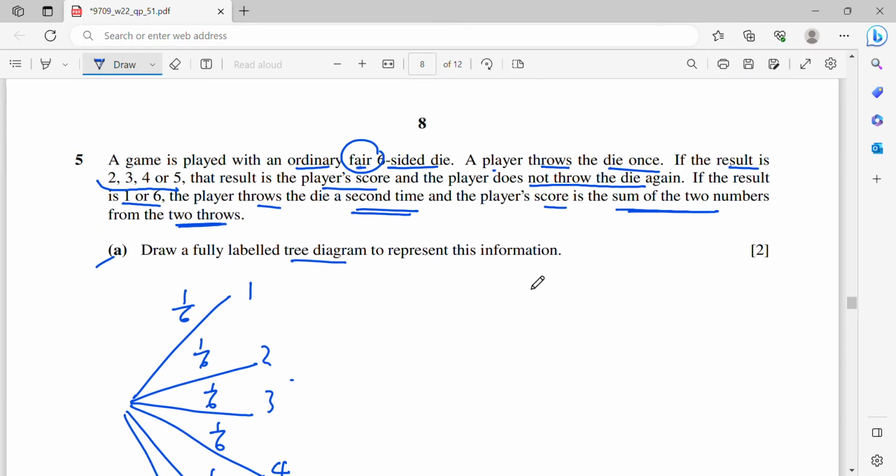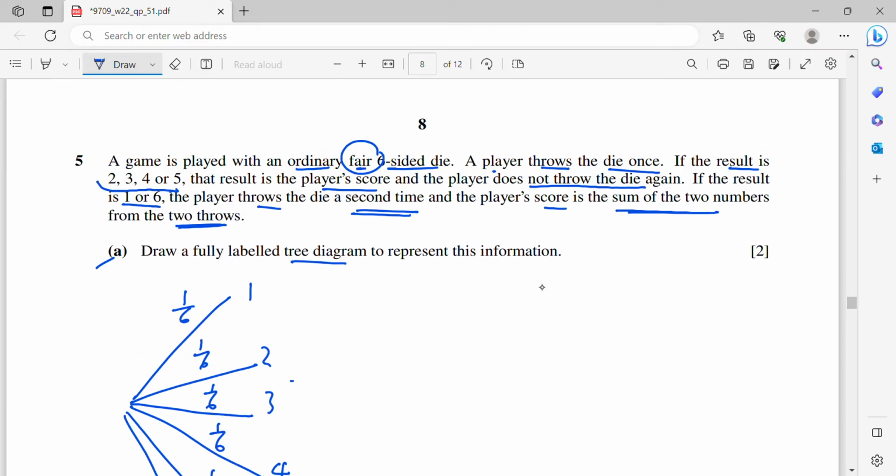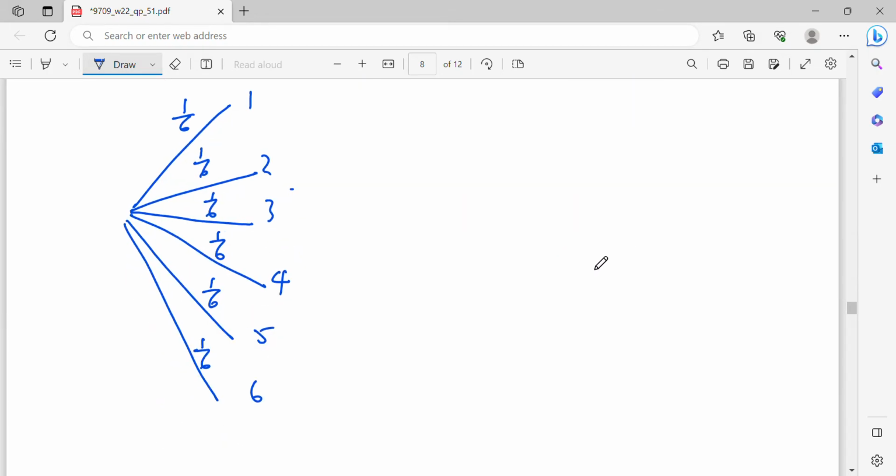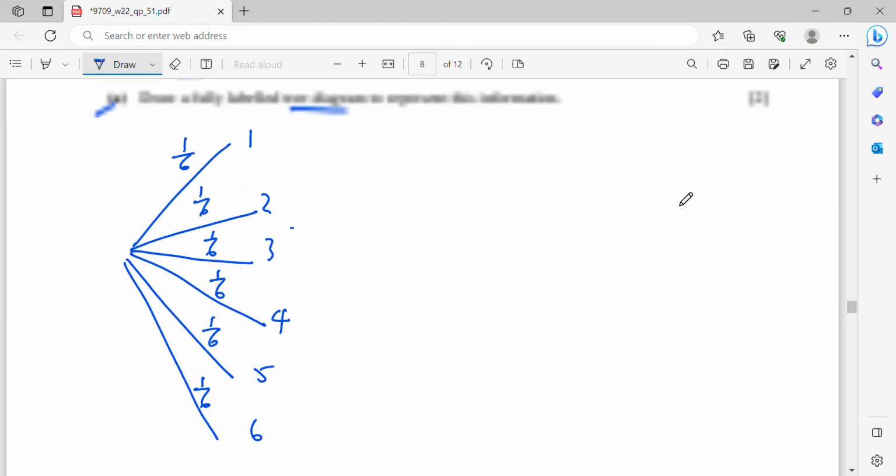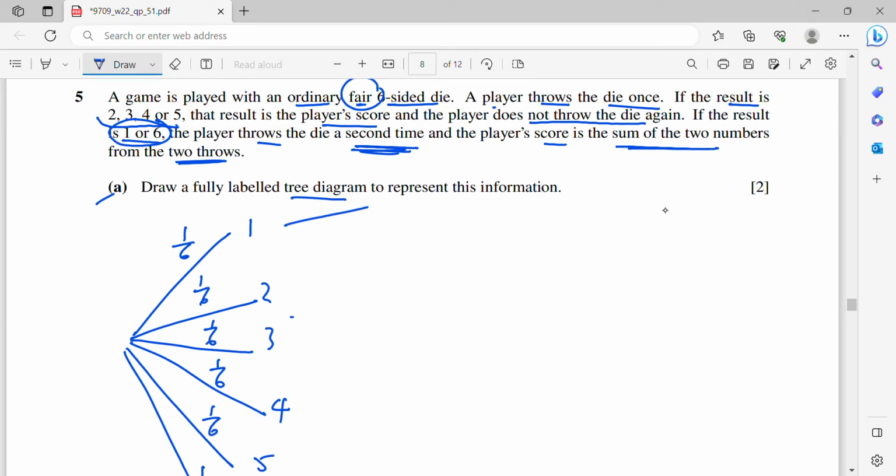Now, it's mentioned in the question, if the player gets 1 or 6, then he has to throw for the second time. So 1 or 6 has to throw a second time, which means for this one itself, I need to draw 6. So here 1, 2, 3, 4, 5, 6. And again, each of them will have probability of 1 over 6. So here 1 over 6, 1 over 6. So you need to label.